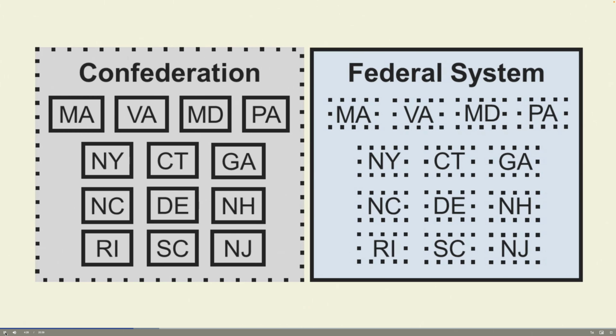Let me demonstrate the difference this way. Notice that the states in the Confederacy have solid lines around each one. This represents the fact that each state is independent and retains most of the powers. The Congress is represented by a dotted line. Its power is limited, incomplete. Now notice that the main government in the federal system has the solid line because their power is the highest power and complete. The states have the dotted line because their power is limited, incomplete.